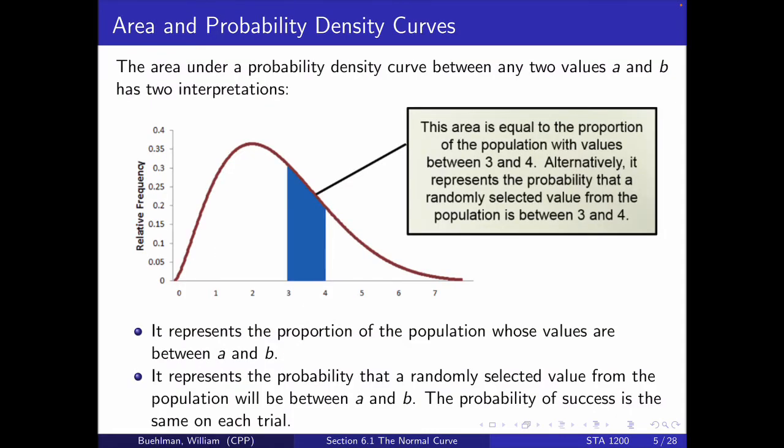The area under a probability density curve between any two values A and B has two interpretations. First, it represents the proportion of the population whose values are between A and B, and it also represents the probability that a randomly selected value from the population will be in between A and B.